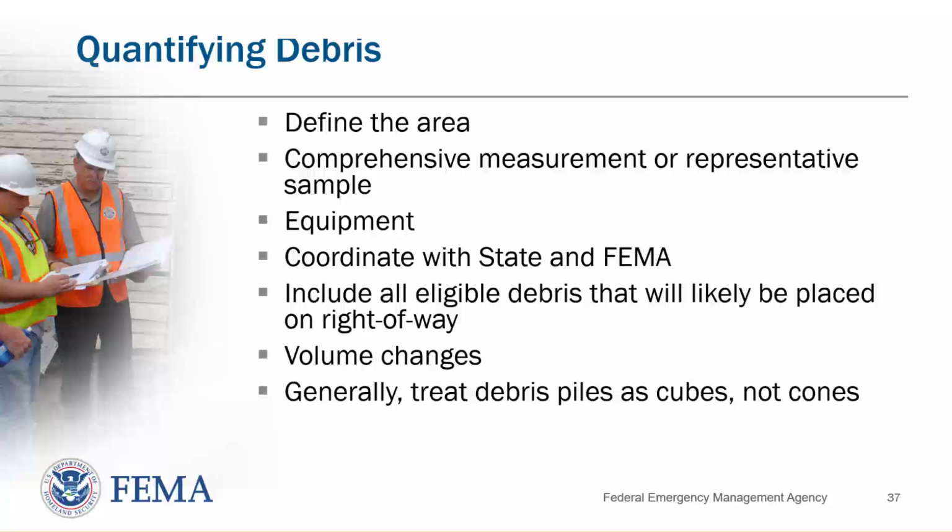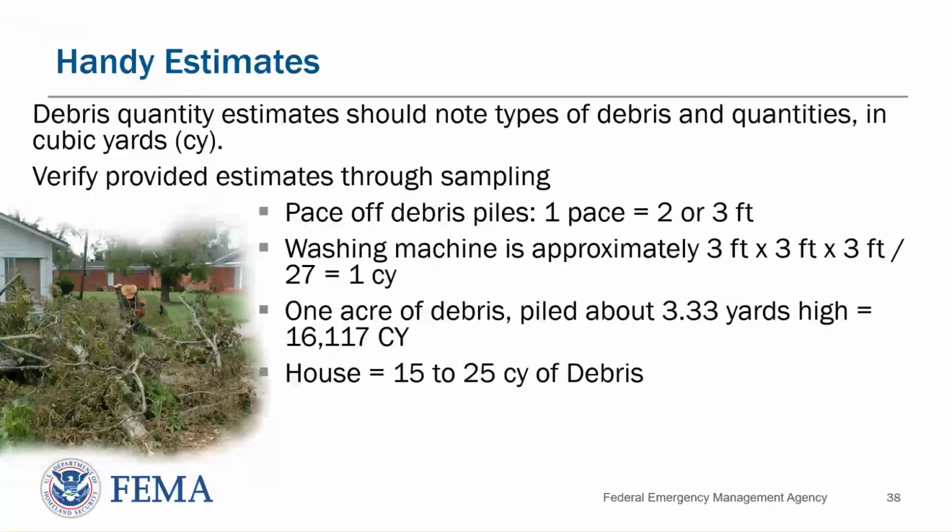And it also comes off in your favor as well. So treating debris piles like cubes, not cones, accounts for all of the space that's potentially within the debris piles, and it's easier to average and compute a cube than a cone. So making sure you have all the varying heights of the branches accounted for makes the math a little easier.